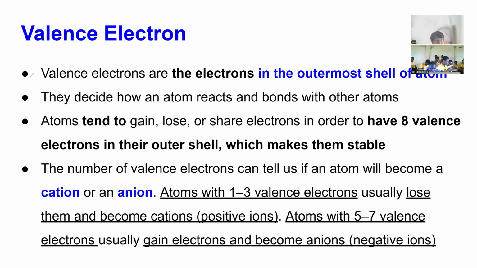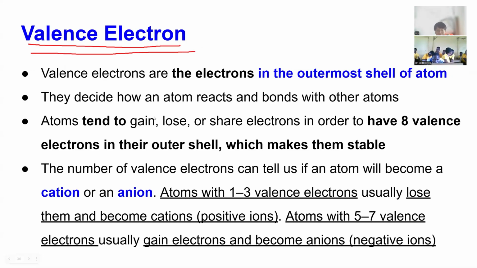which is valence electrons. So valence electrons, what are these? Valence means the outermost. So valence electrons are electrons in the outermost shell of an atom, and they decide how atoms react.